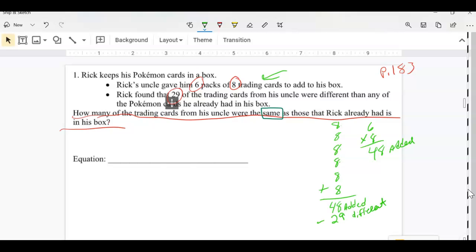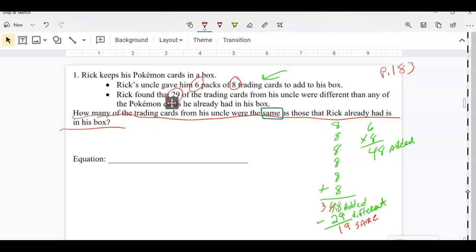So I'm just going to say different right here. So when we subtract, and this is going to take some ungrouping, 8 minus 9 you can't do because the bottom number is bigger than the top. So I'm going to change my color. Remember, you go here and you ungroup that 4 in the tens place. Now you have 3. You add the 1 to that 8, and you have 9. And then 3 minus 2 is 1. So that's 19, and that represents the same. So 19 were the same.